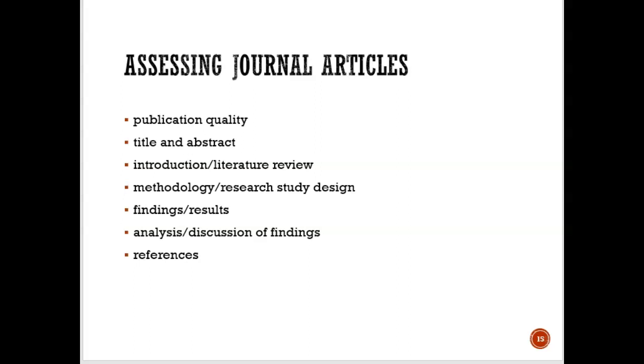So when we look at journal articles, there are things we need to look at to see whether the journal articles are good or not. And some of the criteria we look at for assessing journal articles are listed below. The first thing we're going to look at is publication quality.